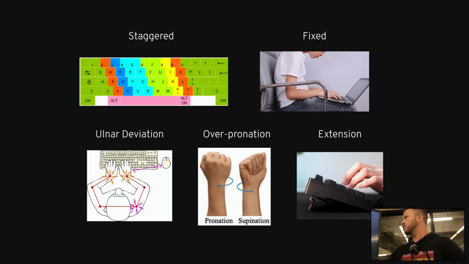And then there's two, these are kind of medical terms here. Ulnar deviation is bending your wrists kind of outwards away from your body. And then overpronation is the turning of the wrists on the axis of your arm inward. And you're doing both of these when you stick your hands onto, especially a laptop keyboard, where they're just stuck in that fixed position all day.